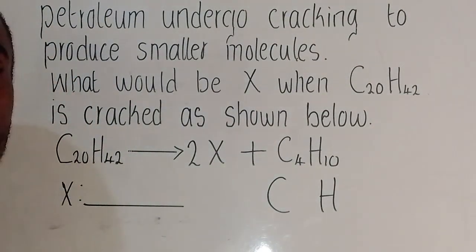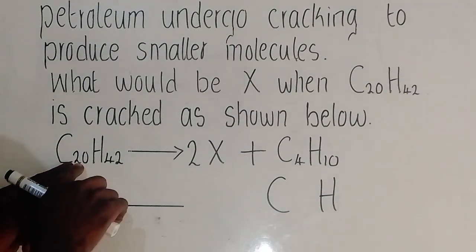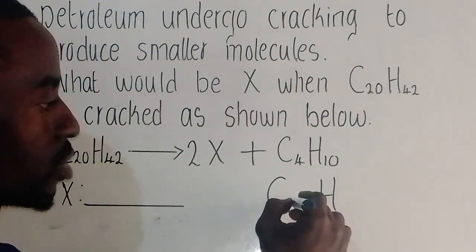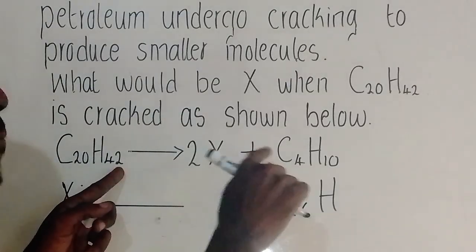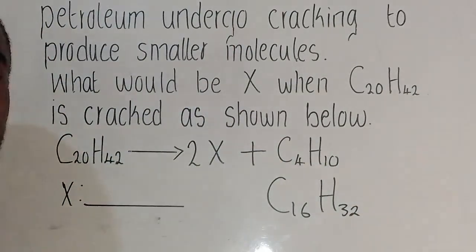That's the first step here. You have C9. Yes. Now we use simple mathematics here. We say for C, 20 minus 4 is going to give me what? 16. So here is 16. We say 42 minus 10 is going to give me what? 32. You have seen that?